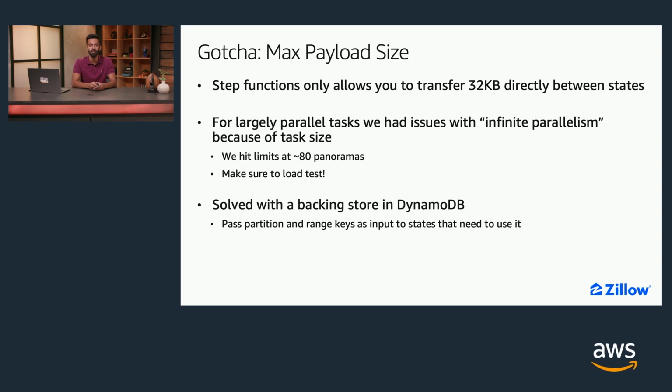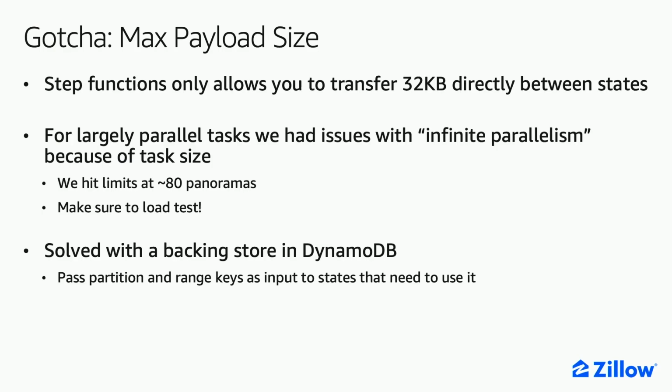So how do we solve this? AWS recommends a backing store in S3 or DynamoDB to store data that would be passed between states. For S3, you would pass the S3 key of the data to the next state, and for DynamoDB, you would pass the partition and range keys. For our solution, we decided DynamoDB was a better solution because it gave us the built-in ability for conditional reads and writes, which is valuable for our workflow, as I'll go into soon.